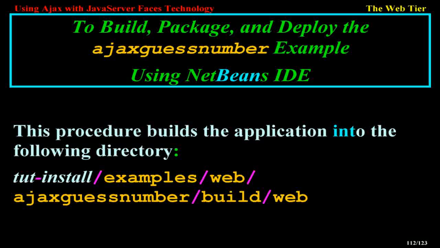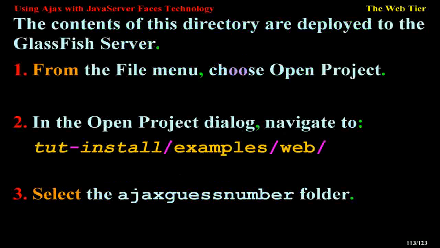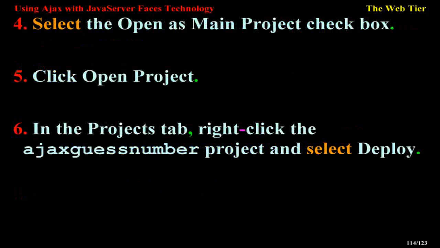ajaxguessnumber/build. When the contents of this directory are deployed to the GlassFish server: from the File menu, choose Open Project. In the Open Project dialog, navigate to tut-install/examples/web/. Select the ajaxguessnumber folder. Select the Open as Main Project checkbox. Click Open Project. In the Projects tab, right-click the ajaxguessnumber project and select Deploy.